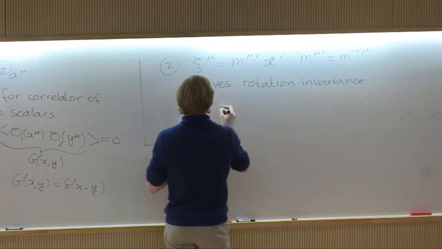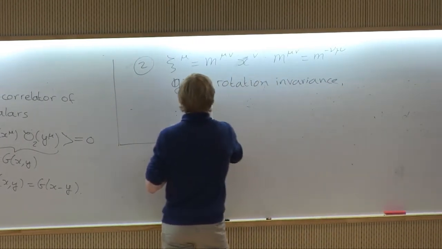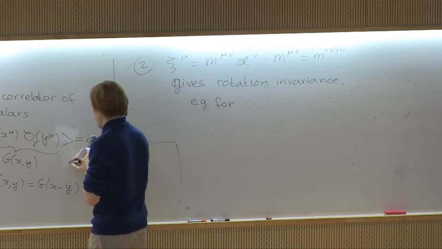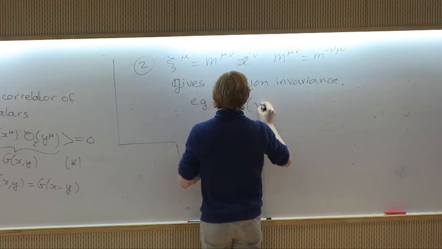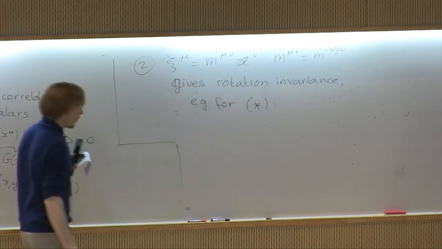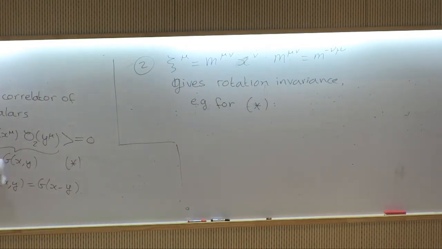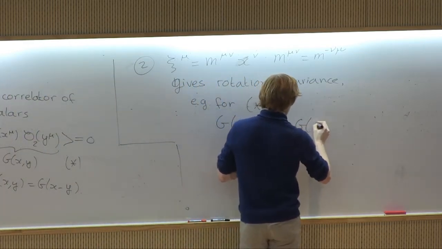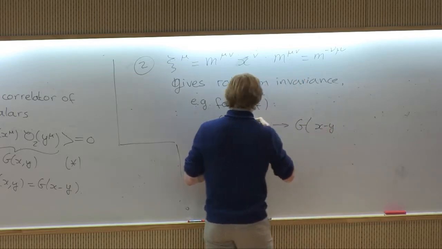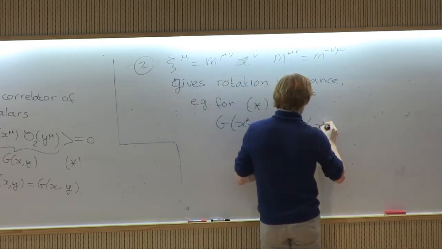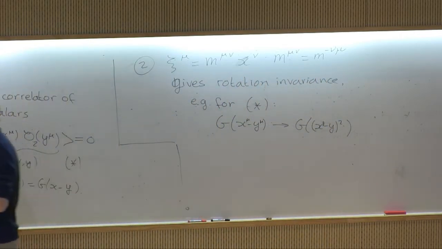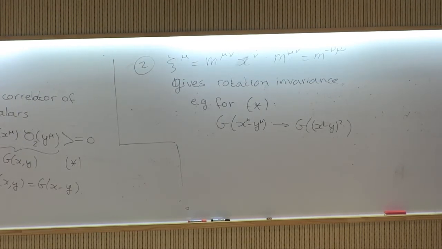So you get, for example, for this correlator, that it's a rotationally invariant function. So this g of x minus y becomes a function of x minus y squared. So this function is already constrained. It was an arbitrary function of x and y, in fact.